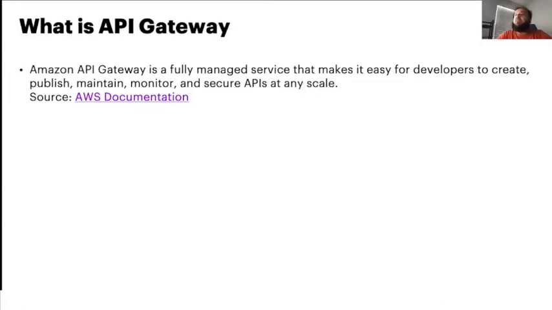And what is API Gateway? API Gateway is a fully managed service that allows developers to create APIs at any scale. Basically, think of it this way. You want to expose certain pieces of functionality that you've built on top of AWS, use API Gateway to front it, and you can send information from API Gateway back to your AWS services and get responses back.